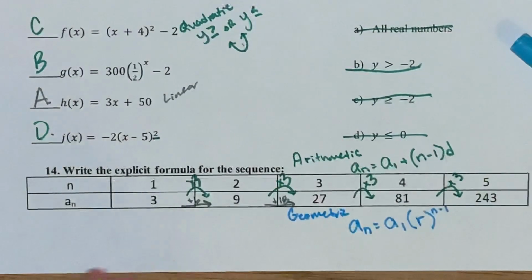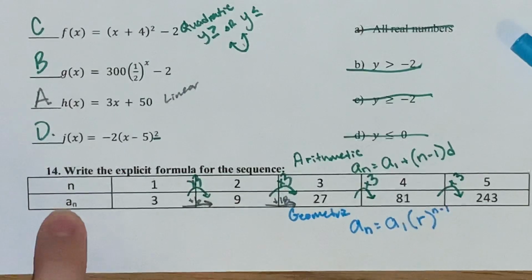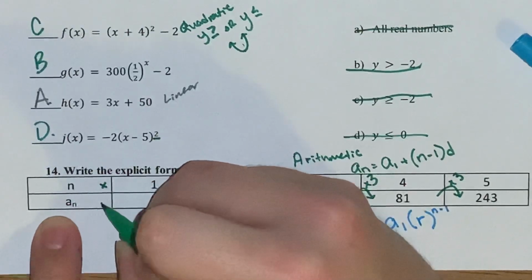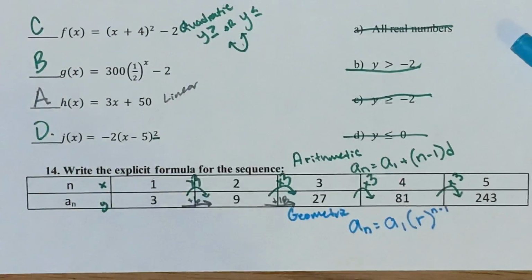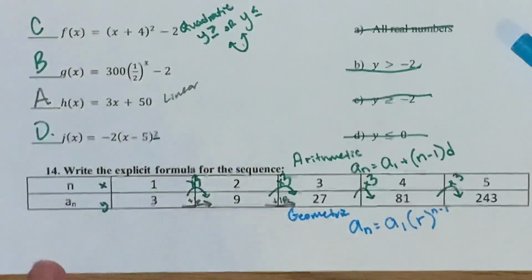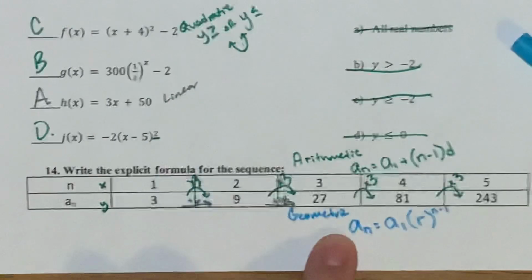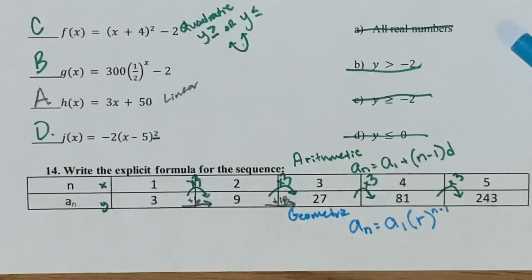So it looks like I'm dealing with a geometric sequence because I'm multiplying all of my a sub n's, or my y's in this case. Remember that n could also be viewed as x. A sub n can be viewed as y. So if all the y's are multiplying by 3 each time, then I'm using a geometric sequence to come up with the formula. So the geometric sequence formula is written there.